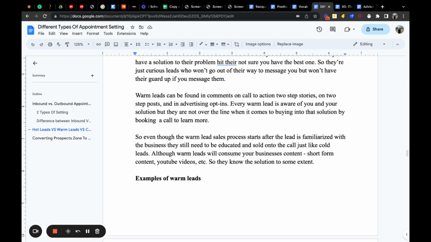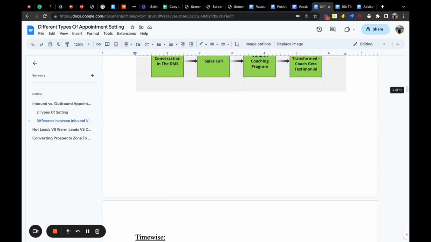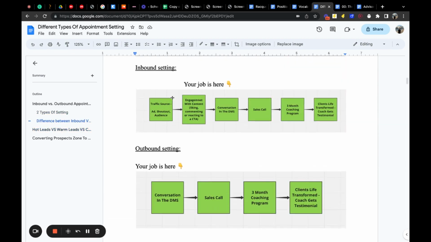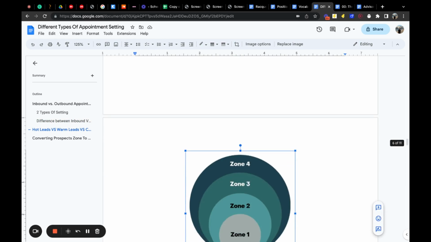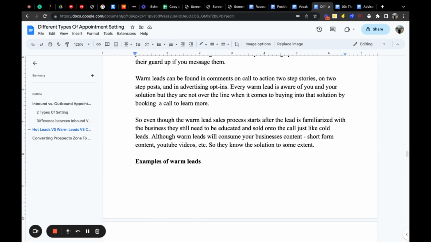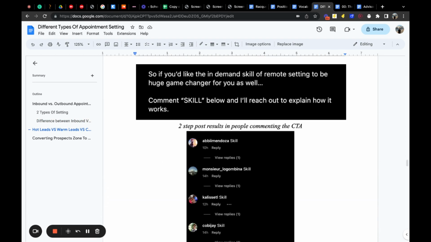Warm lead sales processes start once the lead is actually familiarized. They start basically right here. Let me scroll up. They start right here, traffic, then engagement. So they have some context on the solution and on your business, but they are not just sold on it. They have some extent of knowledge, but not enough to buy into it like a hot lead.